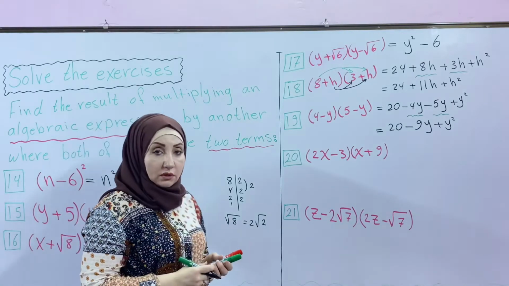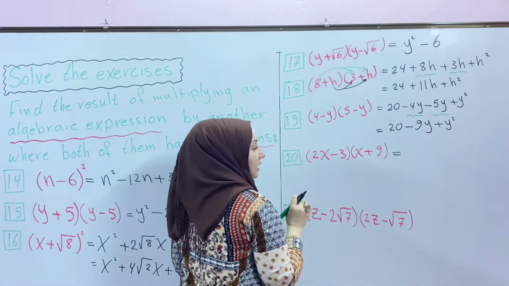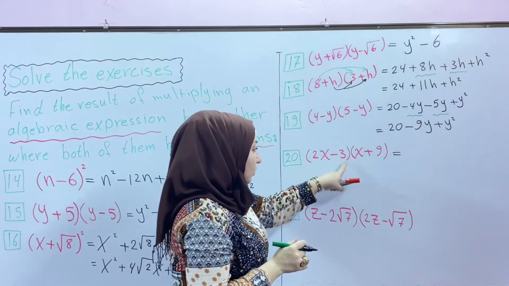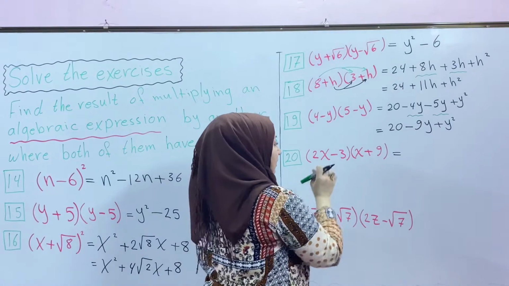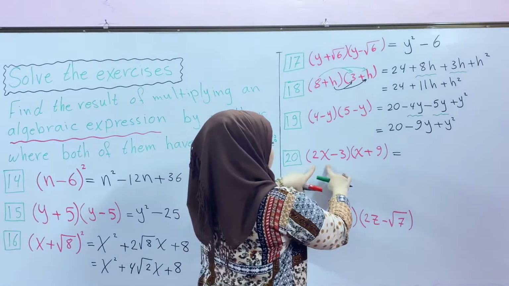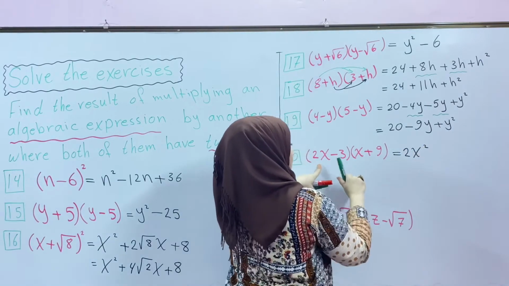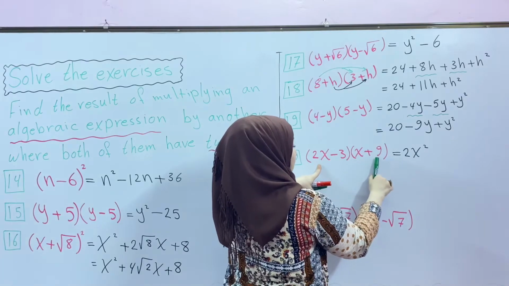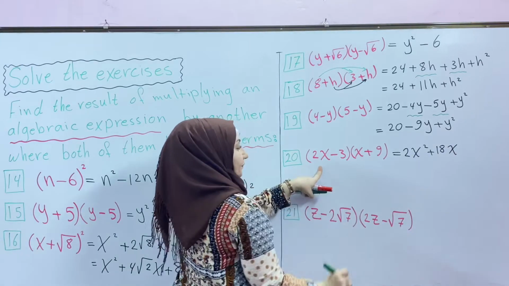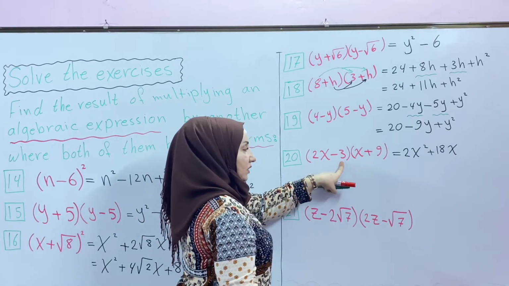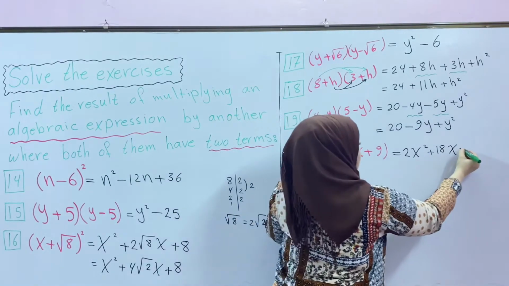Now we will solve number 20. Also we have multiplying of two algebraic expressions, each one of them consisting of two terms. So also we will use the property of distribution. 2x positive multiplied by x positive is 2x squared. Positive 2x multiplied by positive 9 is positive 18x. And now we will go to the second term. Minus, negative 3 multiplied by x is negative 3x.